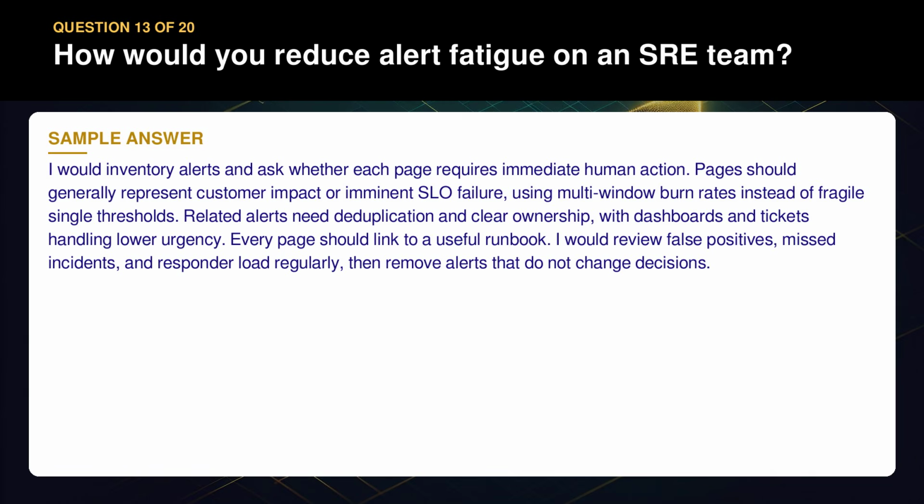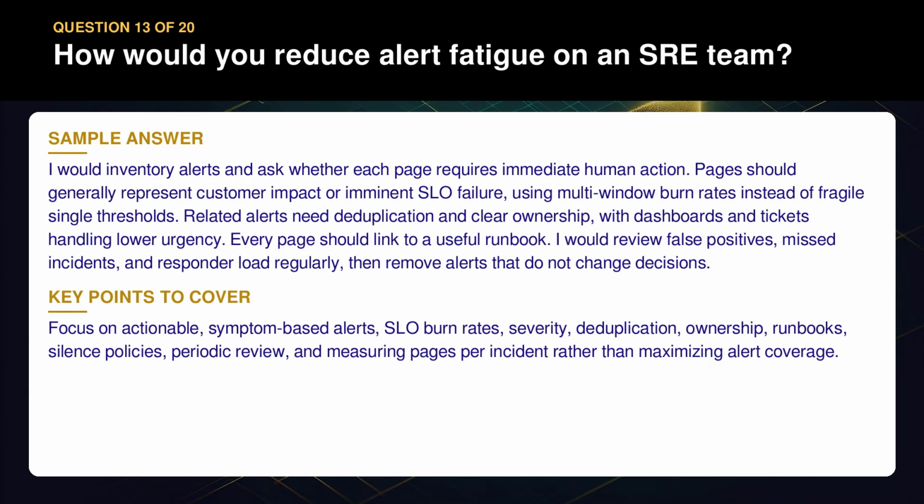I would inventory alerts and ask whether each page requires immediate human action. Pages should generally represent customer impact or imminent slow failure, using multi-window burn rates instead of fragile single thresholds. Related alerts need deduplication and clear ownership, with dashboards and tickets handling lower urgency. Every page should link to a useful runbook. I would review false positives, missed incidents, and responder load regularly, then remove alerts that do not change decisions.